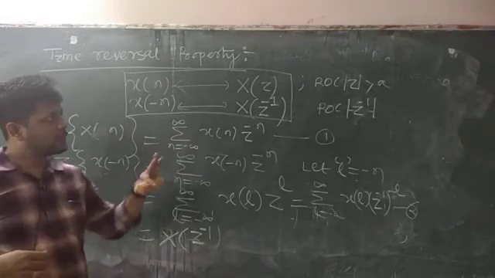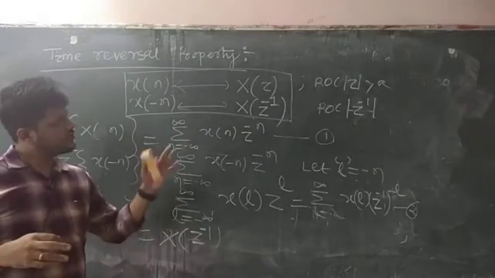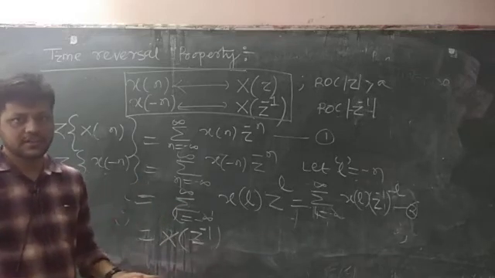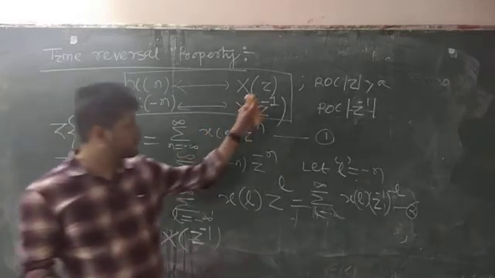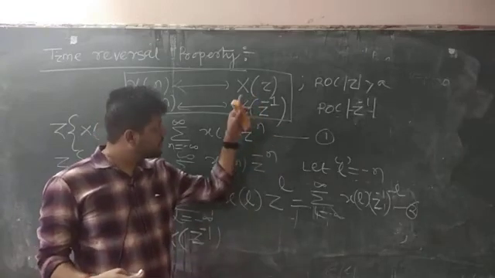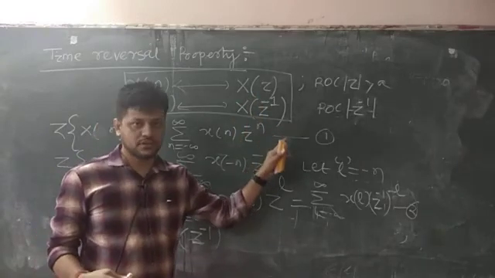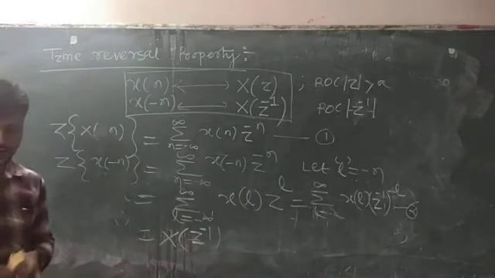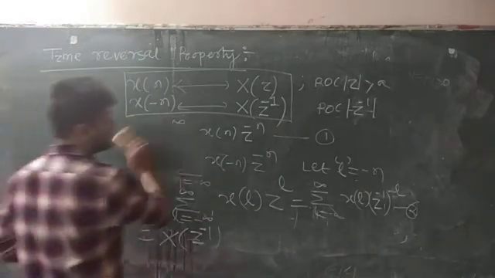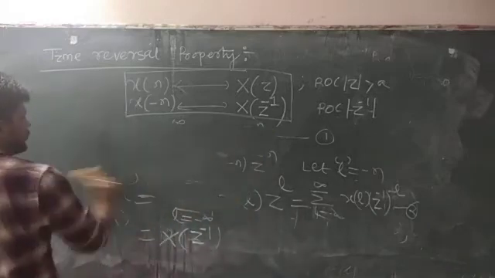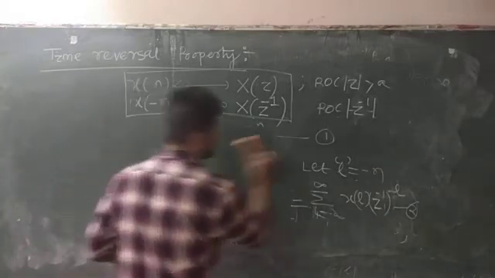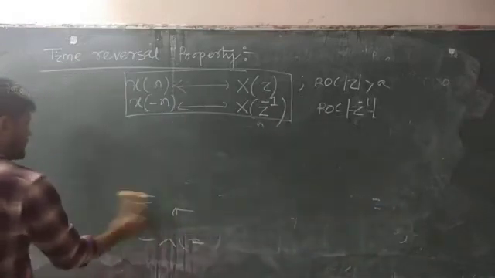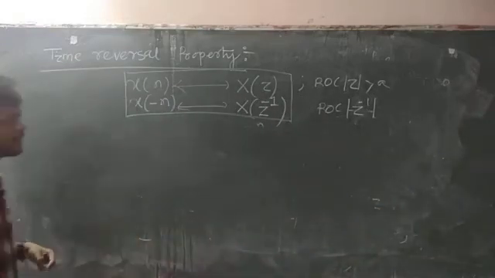Inverse means wherever it is written Z, just replace with Z inverse, or wherever Z inverse is written, just replace with Z. Opposite: if Z inverse is written, replace with Z. If Z is written, replace with Z inverse. That is the key point we have to observe here. Then we will solve one problem by using this property. Now I will solve one problem. We can see how we are going to use this property.